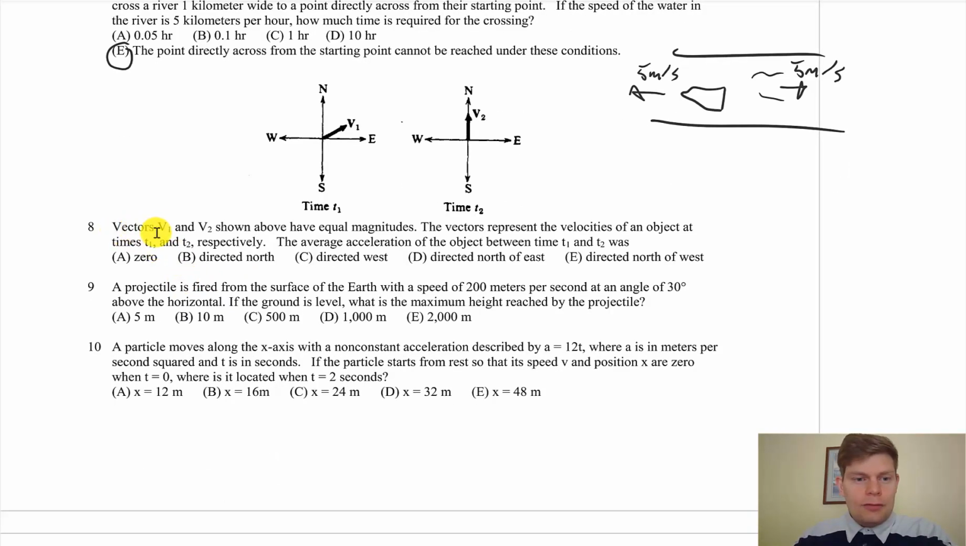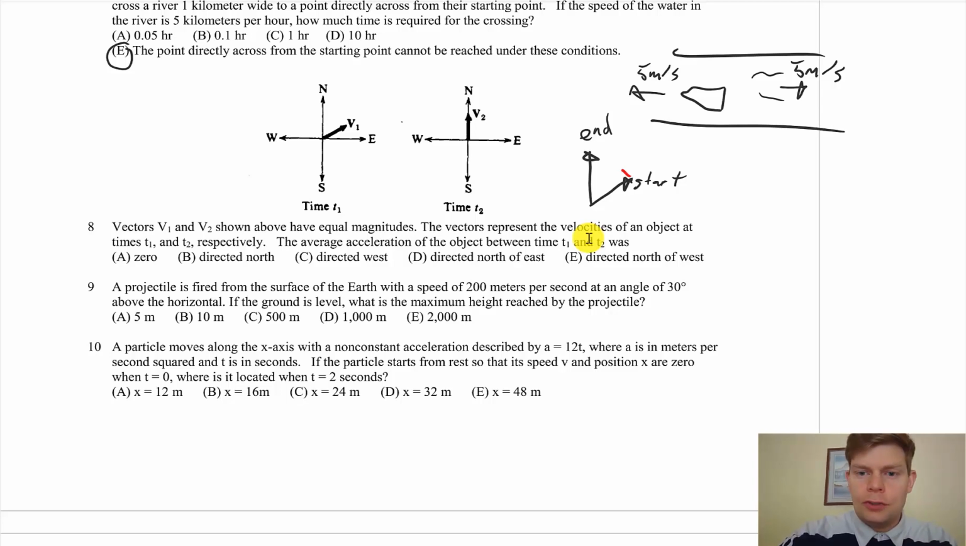All right, vectors v1, v2 have equal magnitudes. The vector represents the velocity at times t1 and t2 respectively. Average acceleration of the object between t1 and t2 was basically the direction of the acceleration is always the same as the direction of the change in velocity. So you basically started off here and you ended up going like this. So if this is your start and this is your end velocity, it works same as displacement.